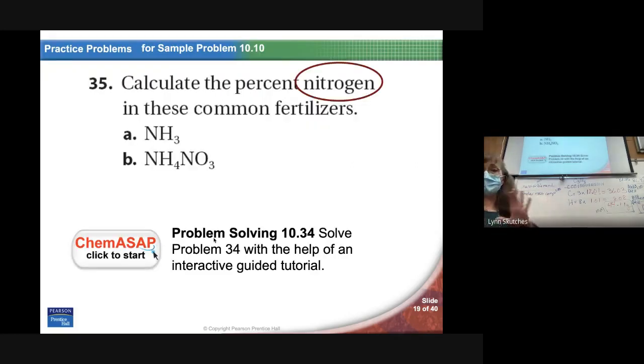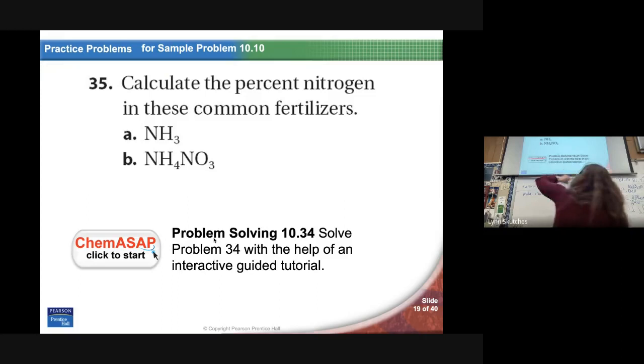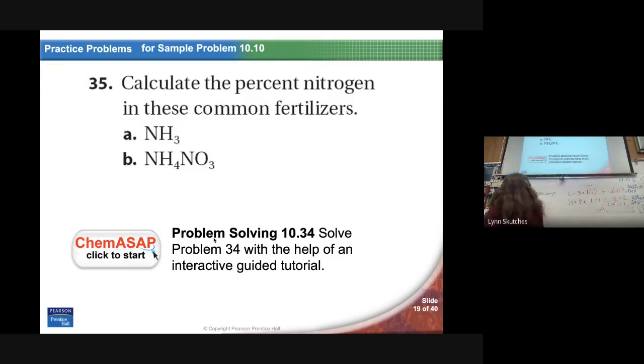All right. It says to just do nitrogen. Here's what I want you to do. I want you to do on your own, just B. Anybody know what that's called? NH4NO3. We actually did the molar mass of this two weeks ago. Anybody?